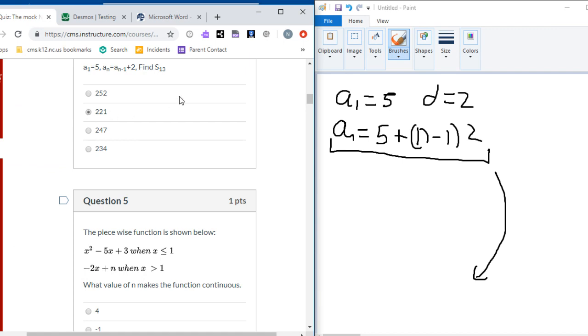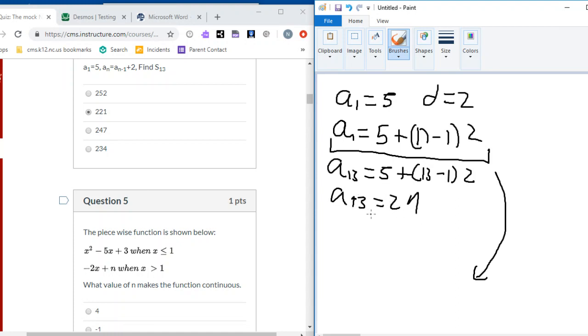But if we actually want to solve it using our formula, an, first we find a13, that's equal to 5 plus 13 minus 1 times 2. So 13 minus 1 is 12. 12 times 2 is 24. 24 plus 5 is 29. So a13 is equal to 29.